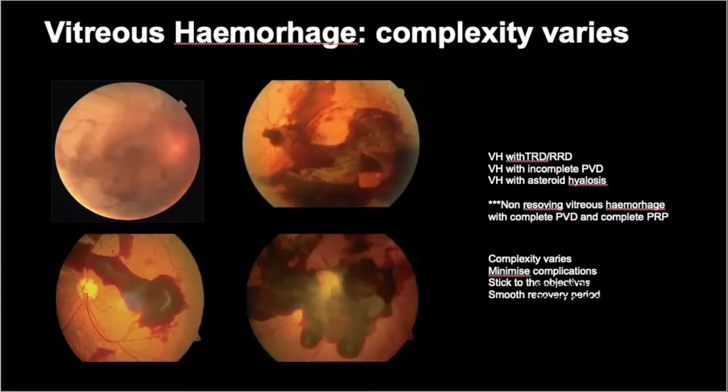But for the rest, we should never underestimate our vitreous hemorrhage cases because the complexity varies. But at the end of the day, we will try to minimize complications by planning the surgery, sticking to the main objectives, and trying to have a smooth recovery period by securing all the bleeder points.